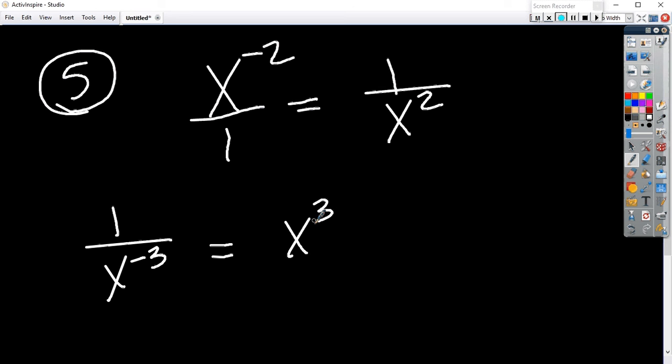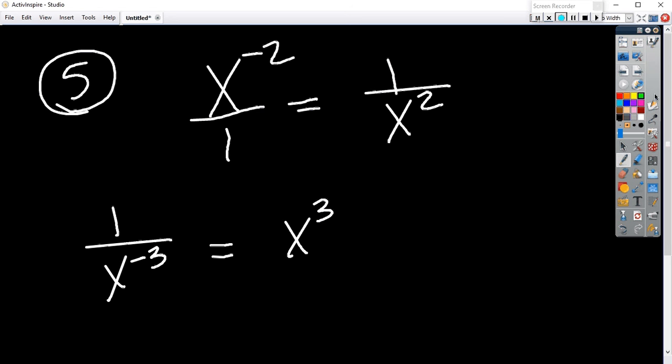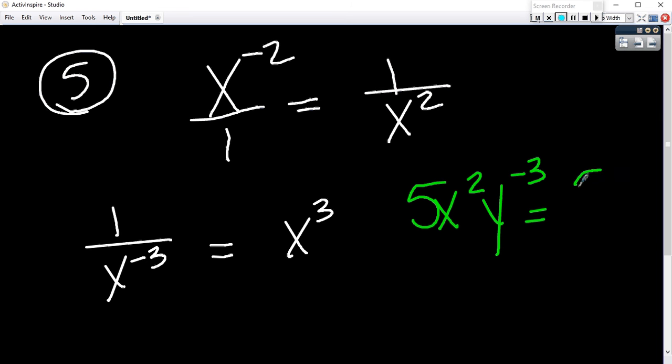Does that confuse anybody? What if there was something with it? What if it was 5x squared y to the negative 3? Only the y is what's moving. Okay? Don't move anything else. So this becomes 5x squared over y cubed.